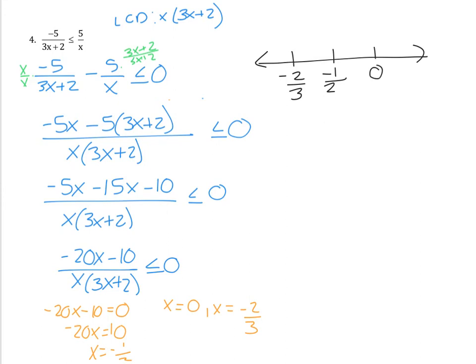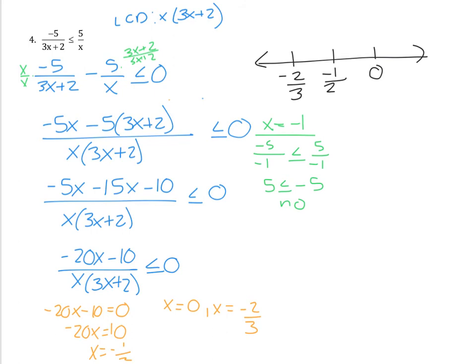So we have a little bit more trouble on this one also picking out test points. Something to the left of negative 2/3 would be negative 1. For these I'm just going to go back to the original to plug these in. It's just as easy as using the one with common denominators in this case. So I've got negative 5 over negative 3 plus 2, which is negative 1, less than or equal to 5 over negative 1. So 5 less than or equal to negative 5, no, that is not true.